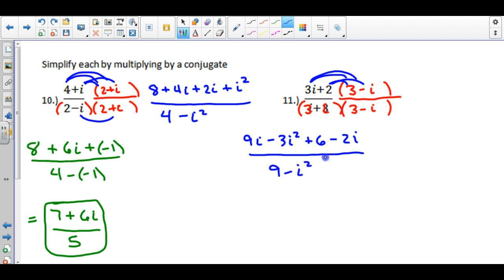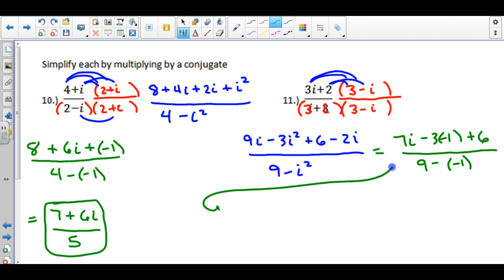i squared. So to simplify this, on the top, I'm going to take this 9i and minus 2i, and I'm going to call this 7i. I'm going to replace the i squared with negative 1, and then I'm going to bring down the plus 6. On the denominator, I have 9 minus i squared, which is negative 1. So I'm going to bring this all the way over here and simplify it. Almost done. This whole number part on top is going to come out to 7i plus 3 plus 6, and the denominator comes out to 9 minus negative 1, which is 10.